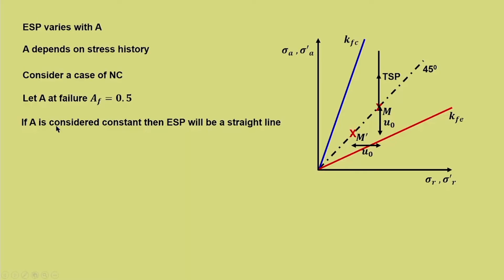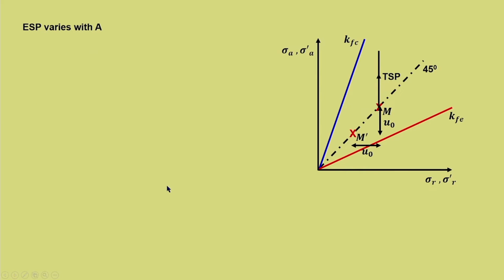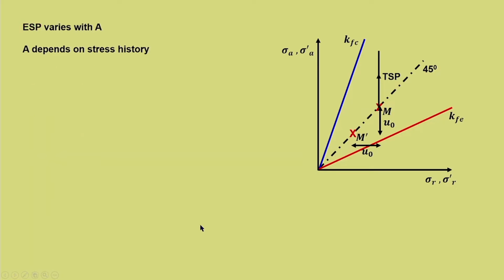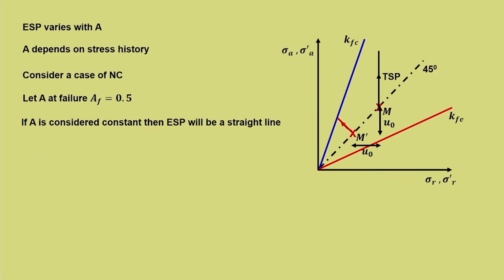But let us first discuss what happens when A is equal to 0.5. The slope will always be negative, because in the previous slide we have seen the slope which is minus of 1 minus A by A. So, if you substitute 0.5, this will be a positive quantity with a negative sign. So, the slope will be negative. So, this is the negative slope which you can see, and M dash N dash represents the effective stress path for, let us say, AF equal to 0.5.